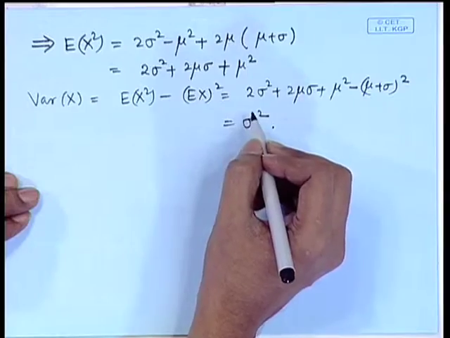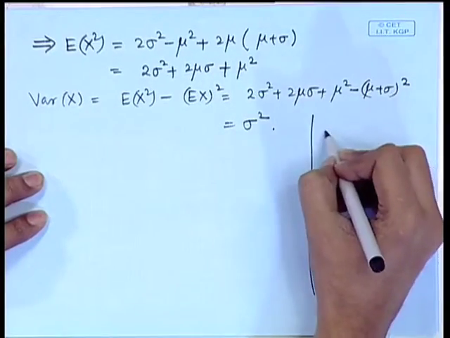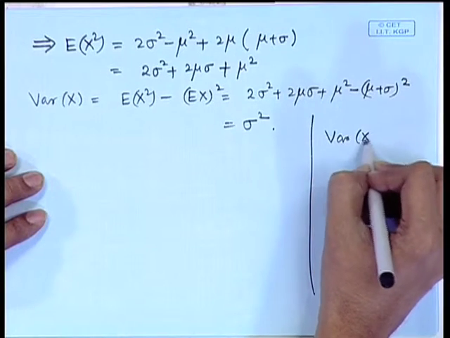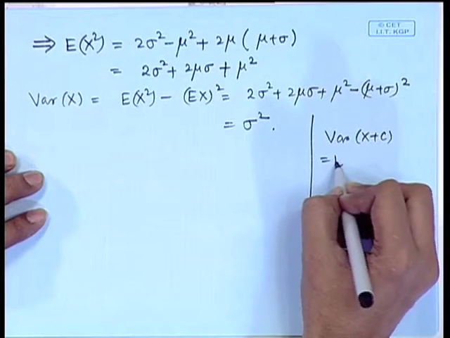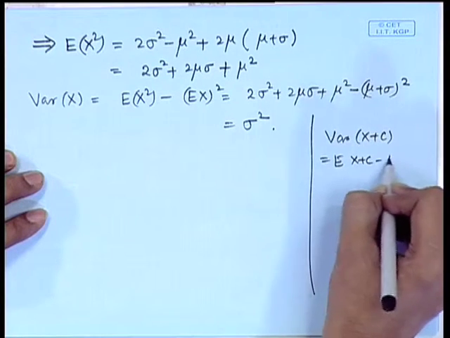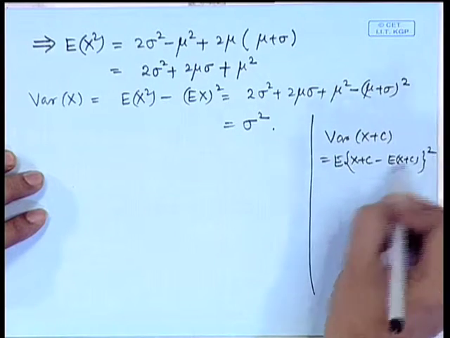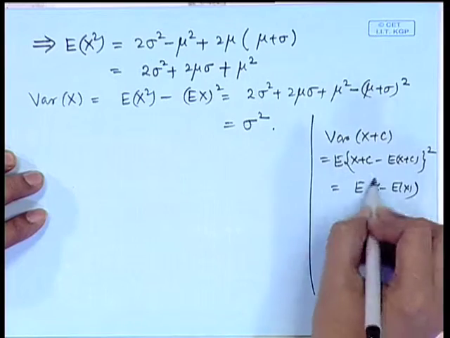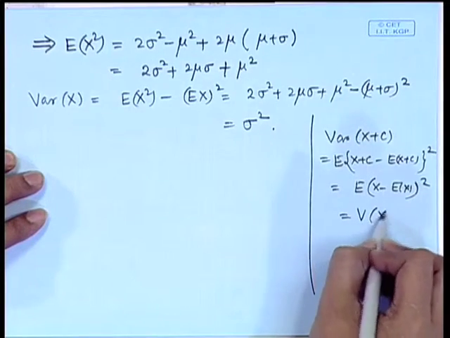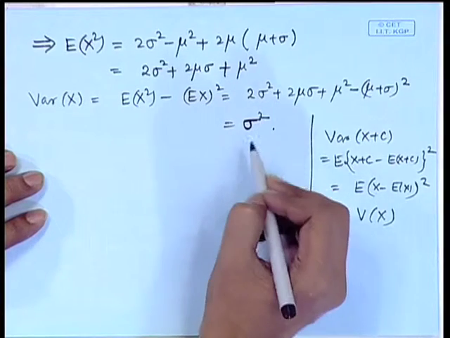This is true because the variance is independent of the shift in the origin. The variance of x plus c is the expectation of (x plus c minus expectation of x plus c) whole square. So, this is equal to the expectation of (x minus expectation x) whole square, which is the variance of x. So, the variance is unaffected by the change in the origin.